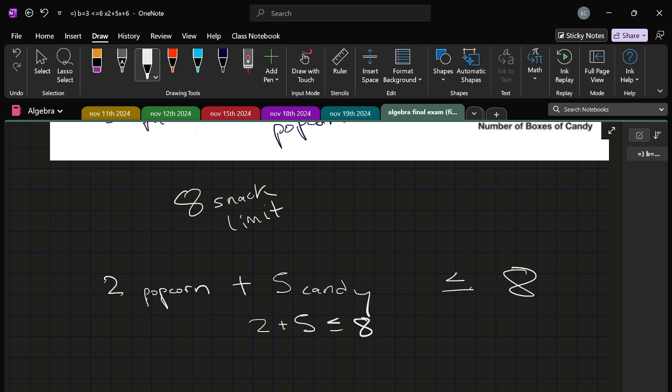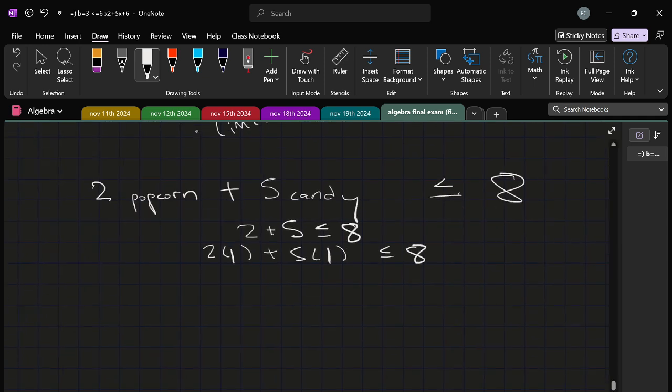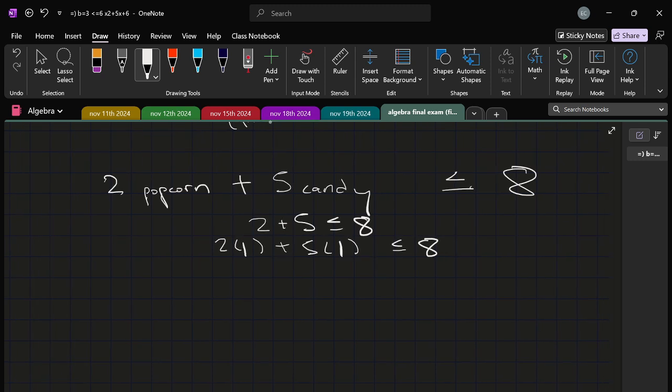And when we look at this again, we realize, did we have to multiply 2 by anything? And did we have to multiply 5 by anything to get 2 and 5? And the answer is we did not. So this is a 1 here and this is a 1 here, right? So that means that when we plug in P is equal to 2 and C is equal to 5, and we're multiplying 2 by 1 and 5 by 1. So the first inequality is going to be P plus C is less than or equal to 8.